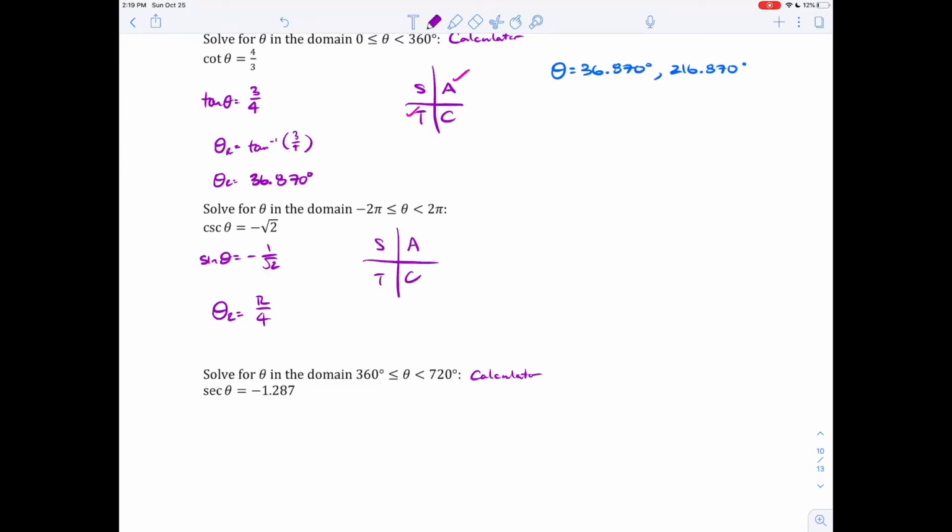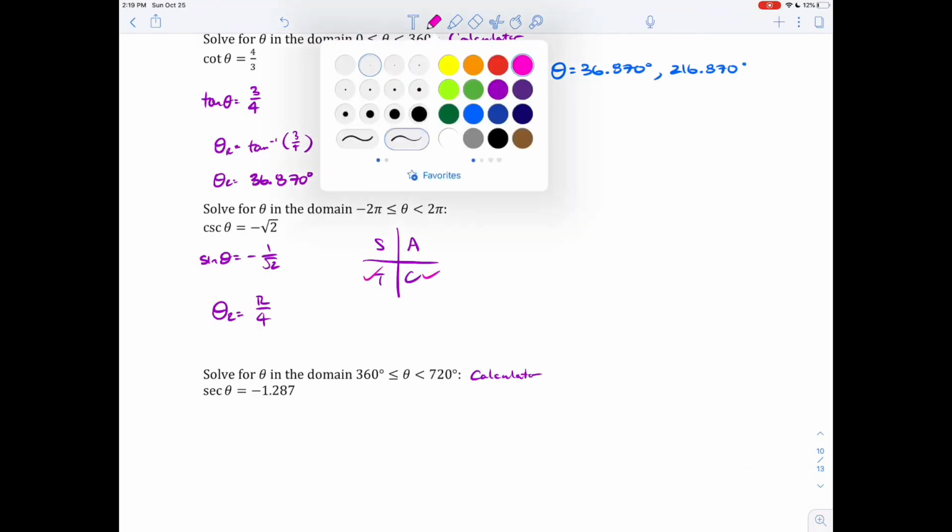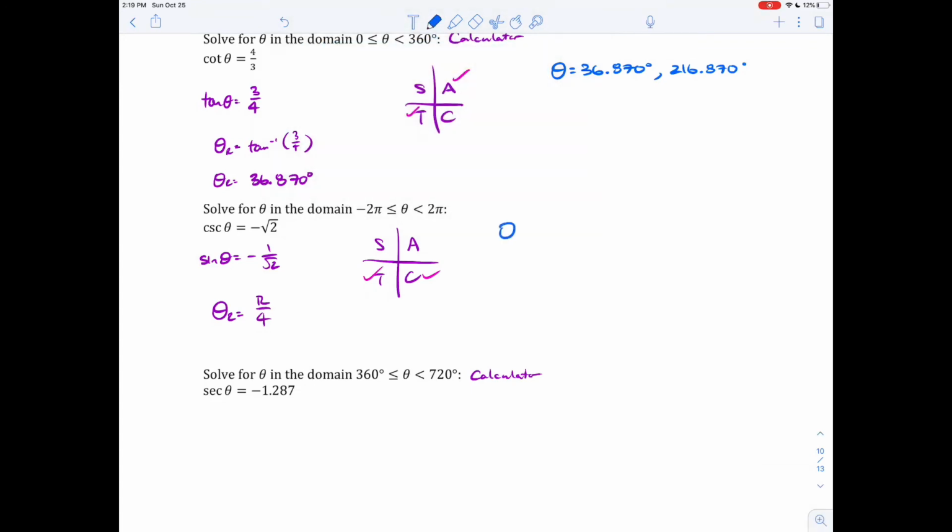Here's your CAST rule. According to this, sine is negative, so we are in quadrants 3 and 4. In quadrant 3, we're talking about 5 pi over 4, and in quadrant 4, we're talking about 7 pi over 4. But we could not just go from 0 to 2 pi, we can go as low as negative 2 pi. So we're looking for stuff that's coterminal in this range.